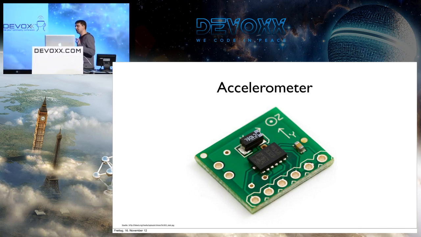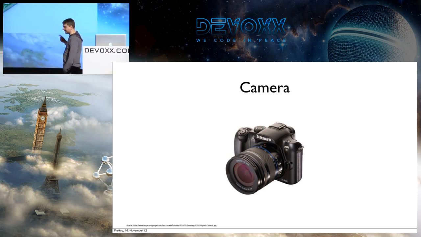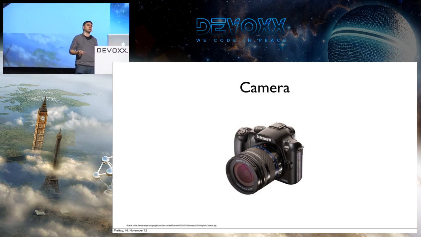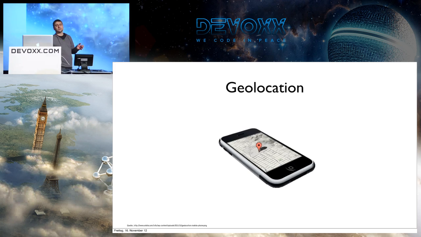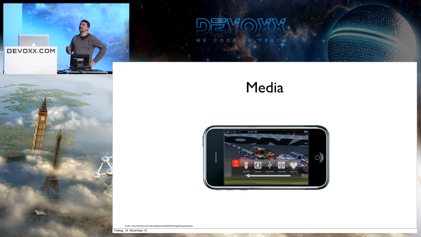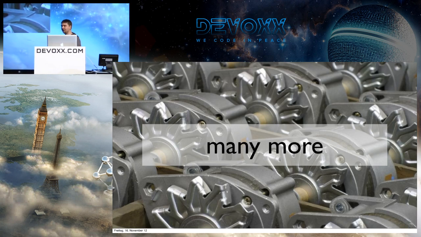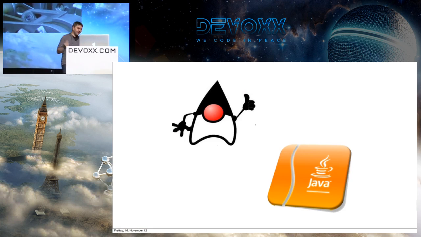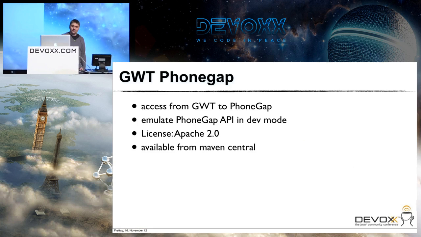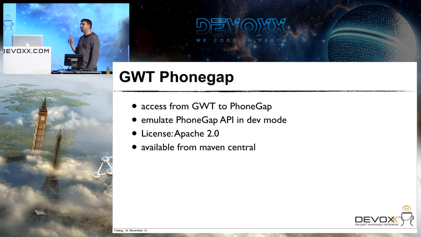So this is GWT. Let's talk about GWT PhoneGap. And GWT PhoneGap gives you access to all those device APIs like the accelerometer, the camera, the compass, contacts, the file system, geolocation, media, storage, and many more things directly from Java. You're guessing I'm trying to make up slides now. All directly from Java. It's under Apache 2.0 license, but we can do more.